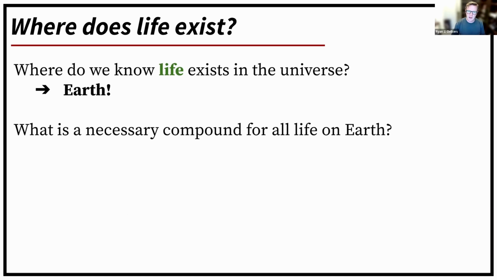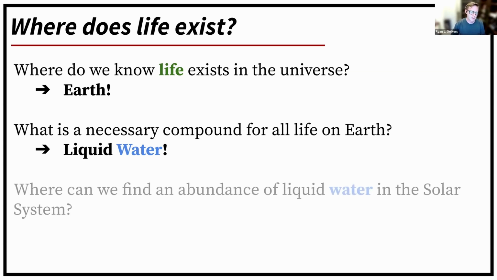And so what necessary compound is it for all life on Earth? Well, that's liquid water. We know that basically everything on Earth requires some form of liquid water. And we think some of the amoebas that were floating around, which sort of evolved into the current life as it is, probably started in the water and moved outwards.